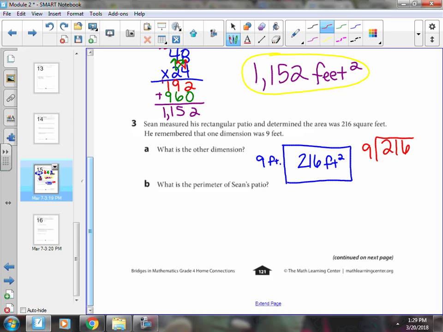9 cannot go into 2, but 9 can go into 21 2 times. Multiply, and bring down the 6. 9 goes into 36 exactly 4 times. So that means that the length of the other side is 24. And I think I'll write it right down underneath the question. 24 feet.